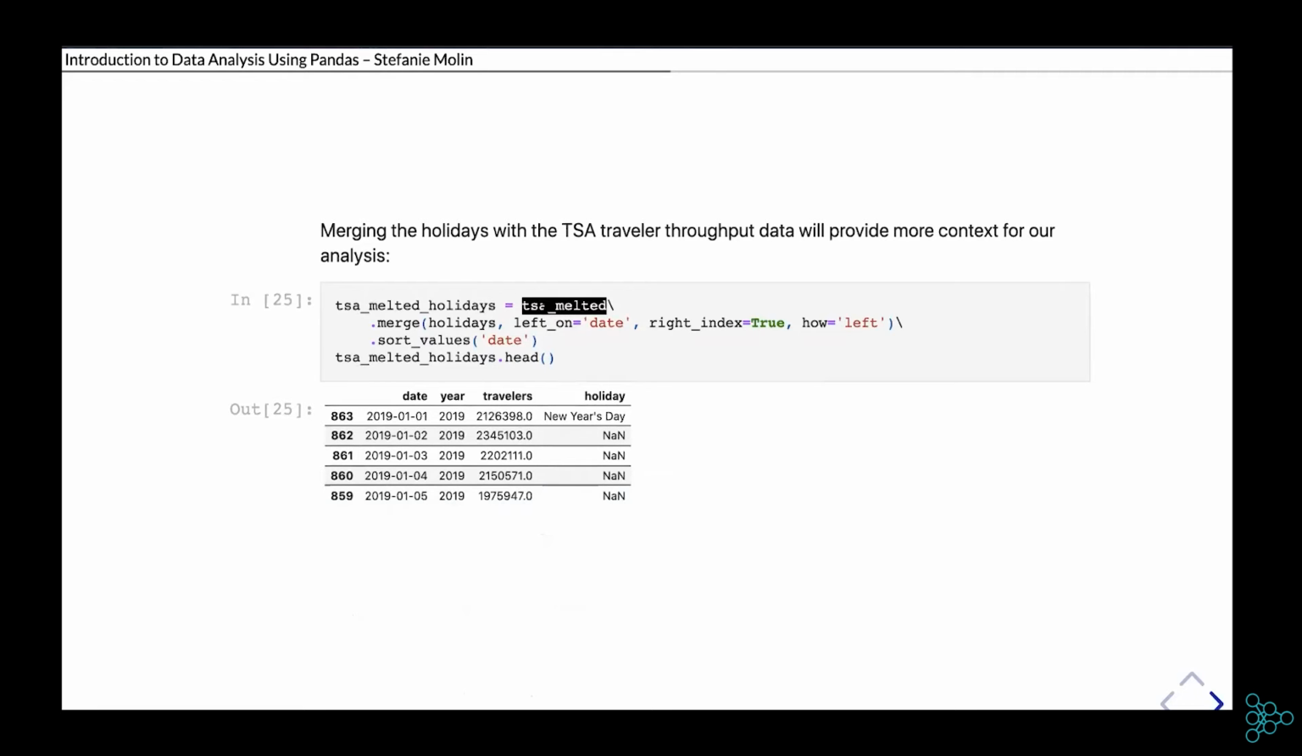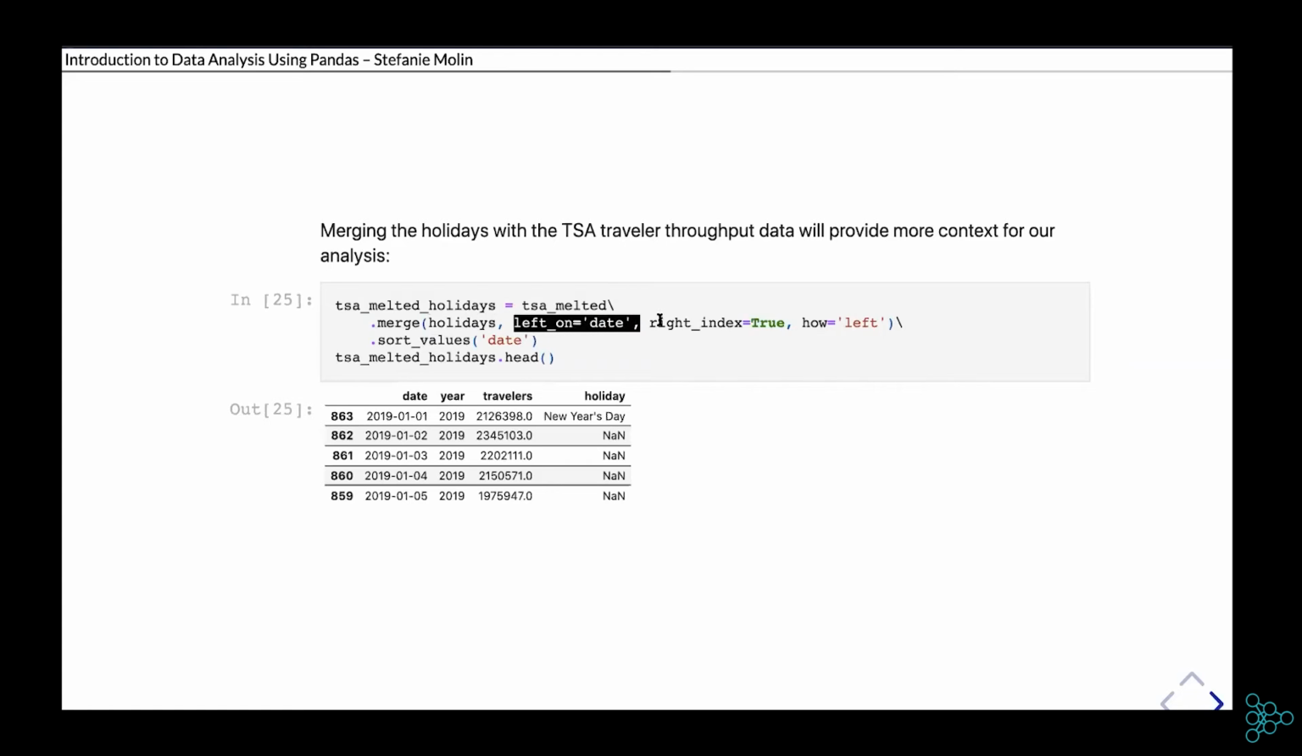So we take our TSA melted data frame, we call the merge method, then we pass in the holidays data frame. Now, for those of you who are familiar with SQL, you can treat the data frame that we called merge on as the left data frame, and the data frame we pass in as the right data frame. And that terminology will come in handy when you have the remaining arguments here. So how we specify what kind of join we want. In this case, we want a left join because there's going to be days that aren't holidays and we don't want to lose that information, but we want to keep all of the information from the TSA melted. So we have a left join.